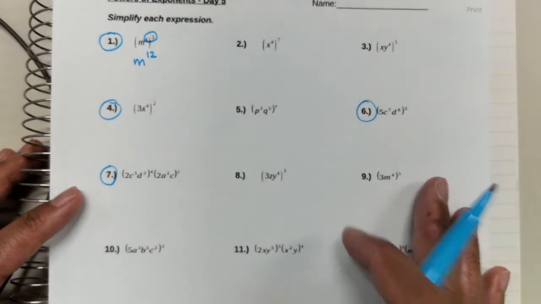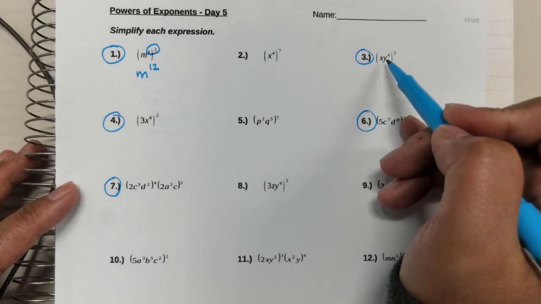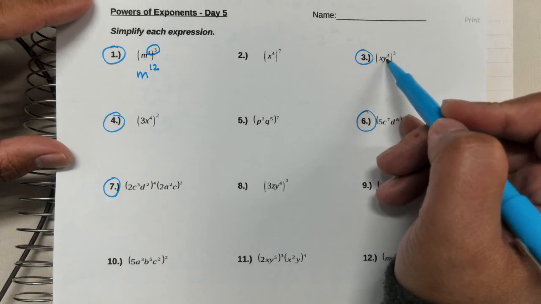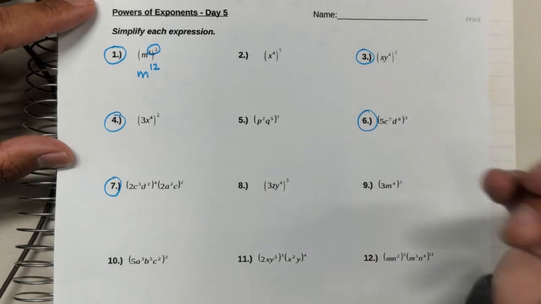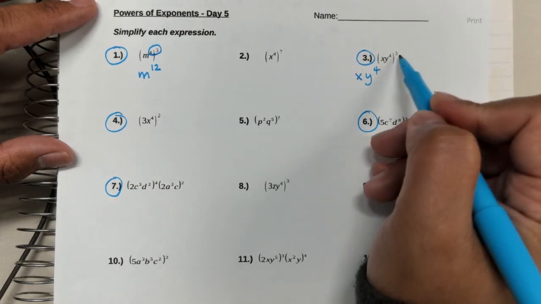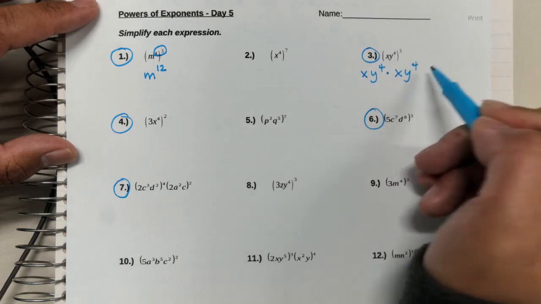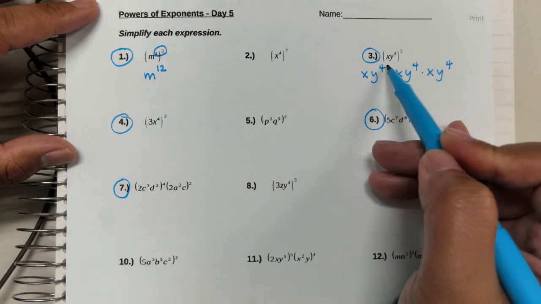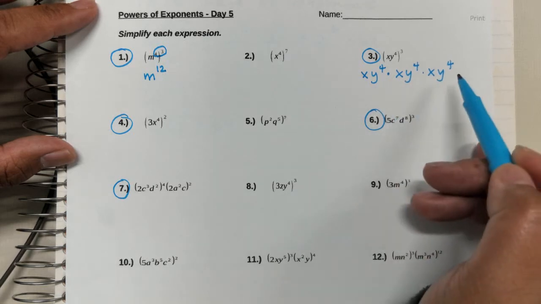Okay, so there you go. That's your answer. Number 3. Okay, let's look at number 3. Number 3 I have here x y to the 4th. Okay, and the 4th is only dealing with the y, and this whole thing is raised to the third power. So I can rewrite this as x y to the 4th, and since it's raised to the third power, I'm multiplying it by itself 3 times. Whatever's inside the parentheses, you're multiplying it by itself 3 times.